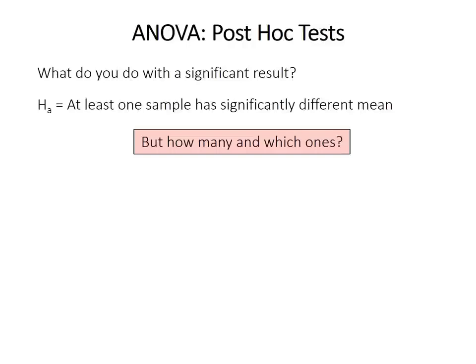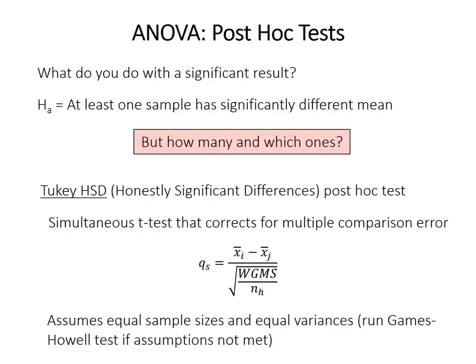But what does that really tell you? The alternative hypothesis, most commonly, is that at least one of the samples differs significantly from the others. But how many do, and which ones do? Well, if you obtain a significant overall ANOVA, often called an omnibus F, you can run a post hoc test. Post hoc just means after this.